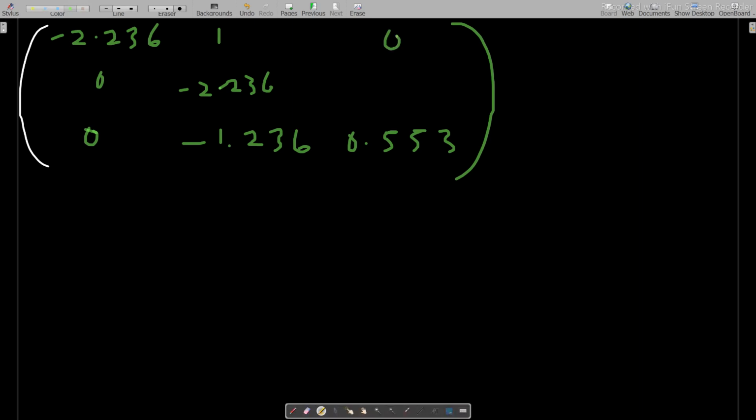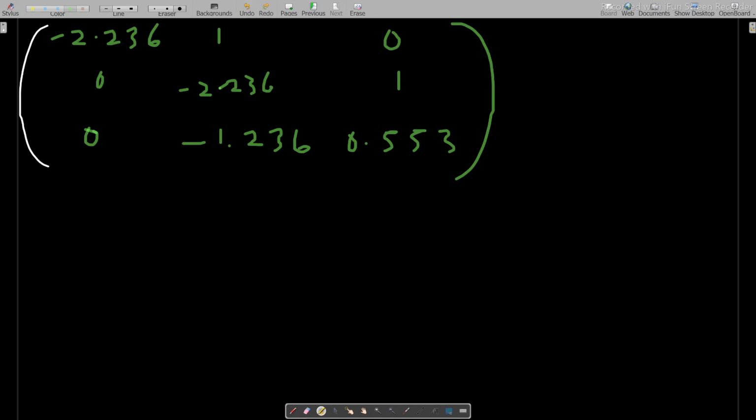So I have 0 here, I have 1 here. Okay, so this is my reduced matrix. Now if I want to continue, then I have to make sure that the down part of the second row is also 0. Okay, the down part is also 0.